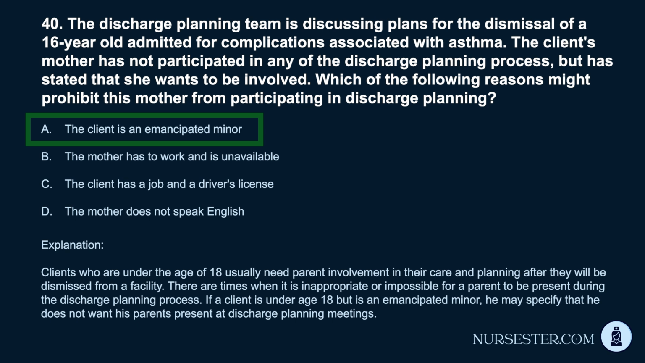Clients who are under the age of 18 usually need parent involvement in their care and planning after they will be dismissed from a facility. There are times when it is inappropriate or impossible for a parent to be present during the discharge planning process. If a client is under age 18 but is an emancipated minor, he may specify that he does not want his parents present at discharge planning meetings.